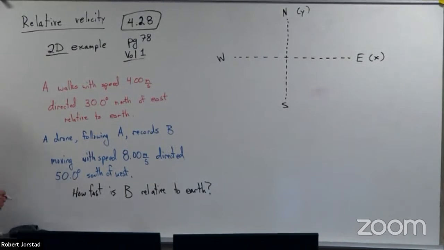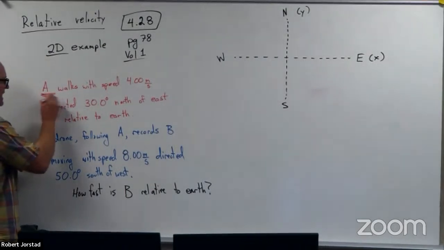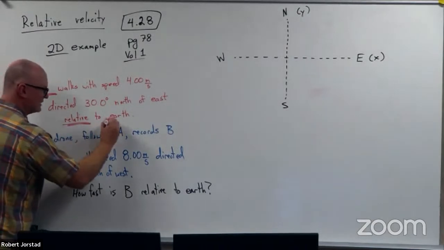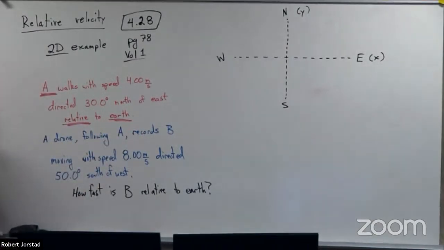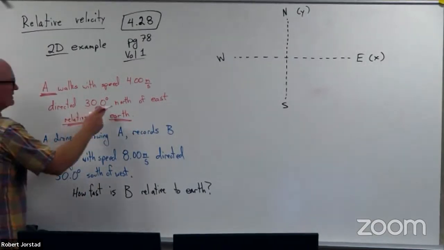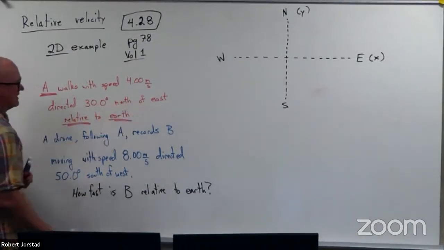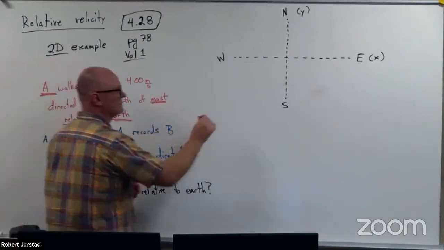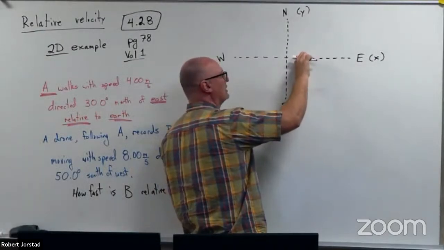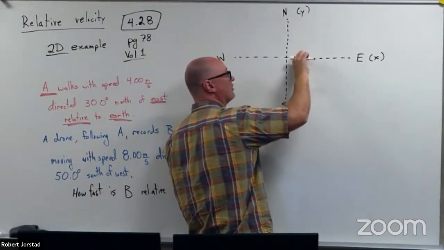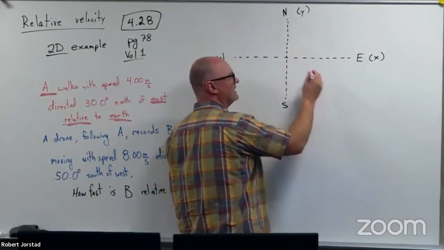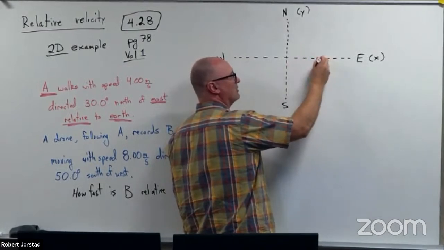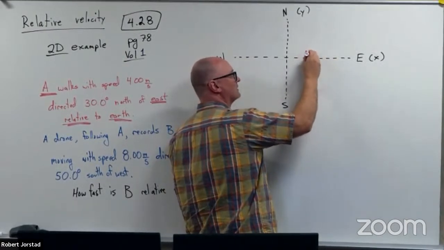So I'm going to look at this and I see that this is A relative to Earth. That's telling me VAE. Now it's 30 degrees north of east. That means start at east and go, what did it say? 30 degrees north of it. So north of east means start at east and then go north 30 degrees.